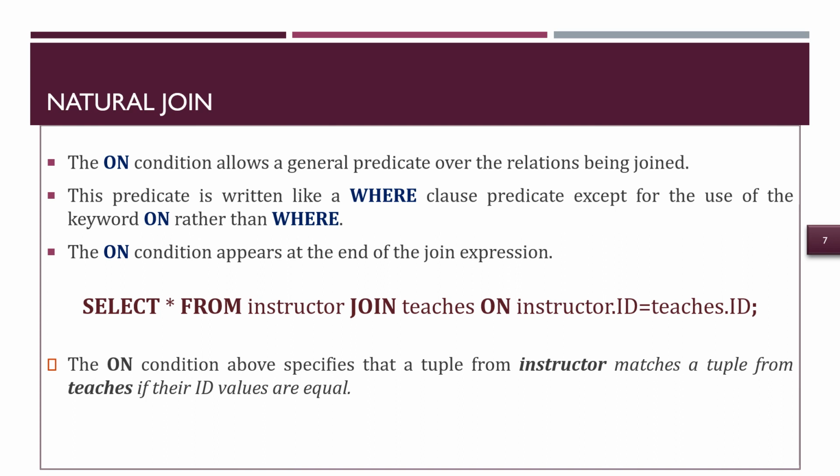Let us look at an example. The previous example: select star from instructor join teachers on instructor.id is equal to teachers.id. This on condition specifies that a tuple from the instructor matches a tuple from the teachers if their id values are equal. So the on condition works very similar to the where clause of the select statement, used for specifying the predicate over the relations being joined.